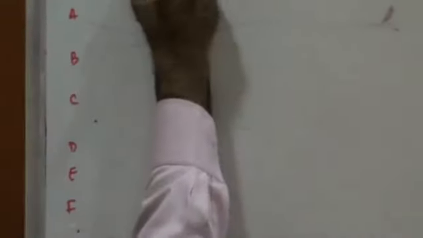Discipline A, B, C, D, E, F, G, H. Let's first check the 2007 data. They have given it to you in terms of percentage. Let's start with A. A is 10%, which means 10% of the total of 1800 students in 2007. 10% of that is going to be 180.